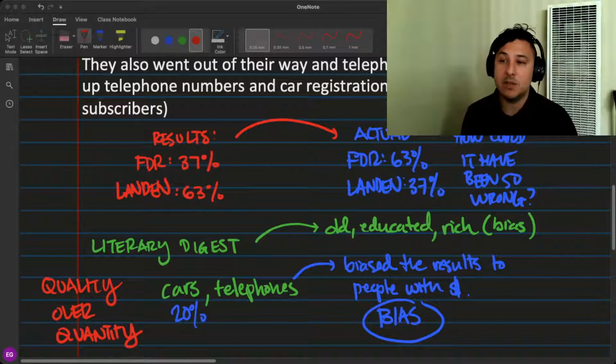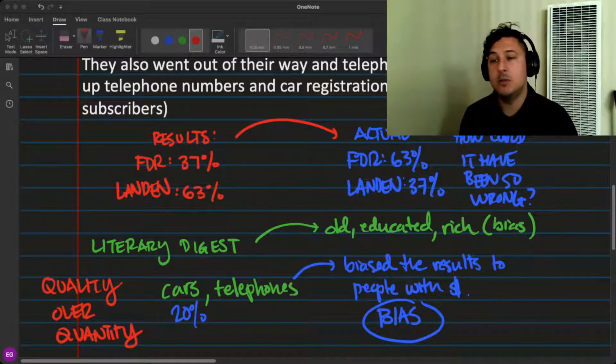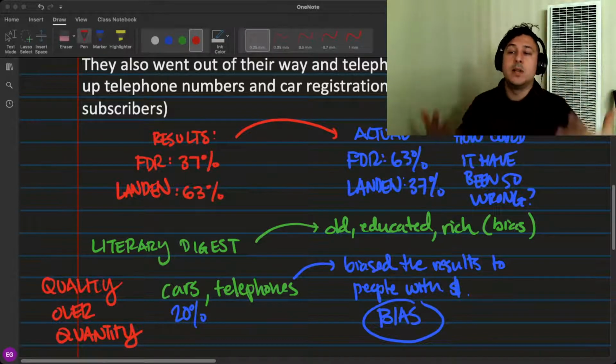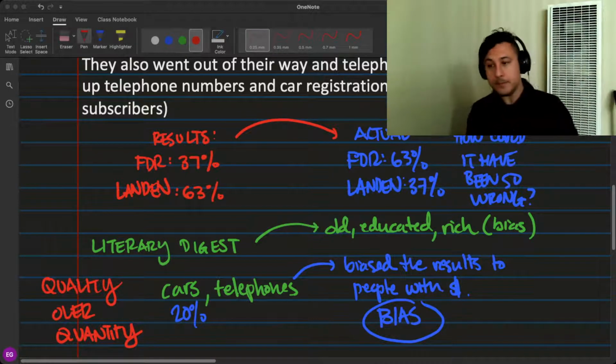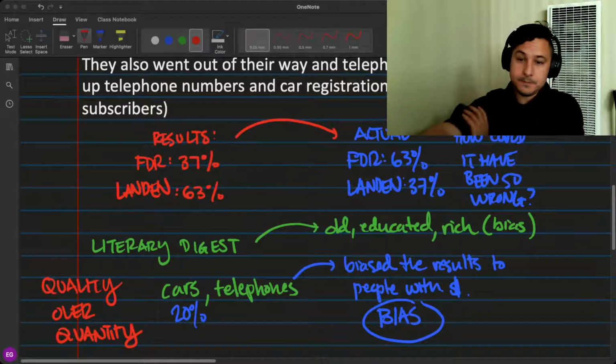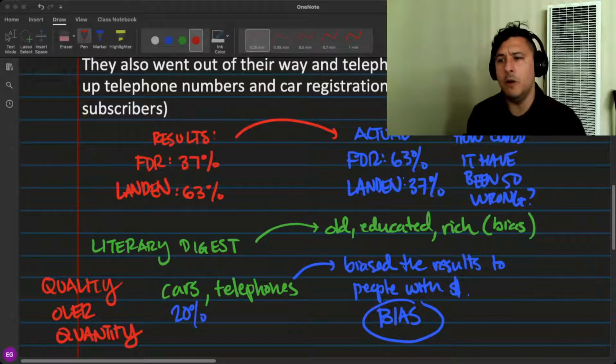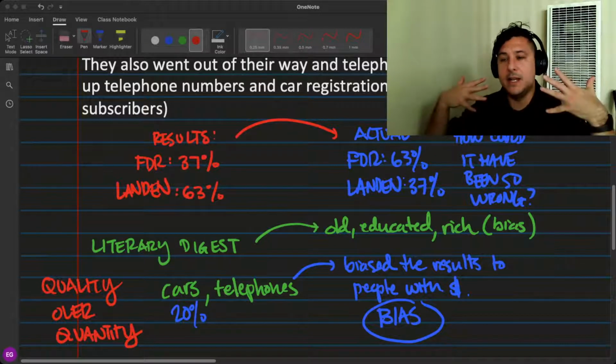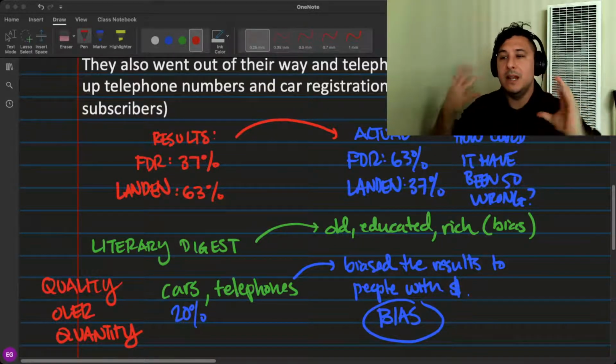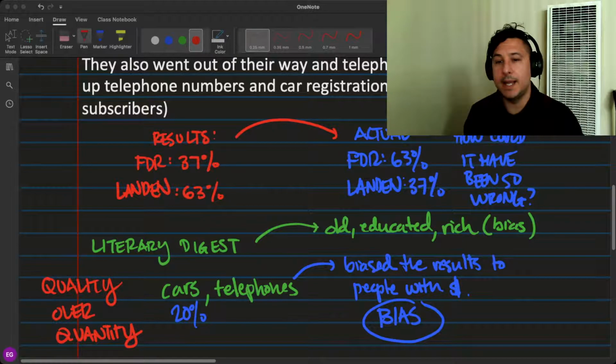And history is riddled with cases like this, where you have some sort of biased approach to collecting your information, and just because you collect tons of information with your biased approach doesn't make your results any better. Okay. So hopefully this story is painting a picture as to why random sampling is going to be important.